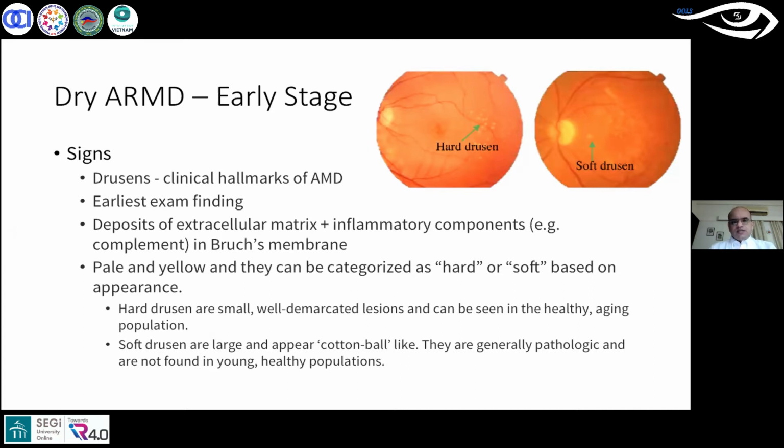Soft drusen are things that we need to watch out for because they're generally pathologic, not found in young, healthy populations. And an increase in size of the soft drusen can usually herald the progression of these patients to maybe wet ARMD in the future.